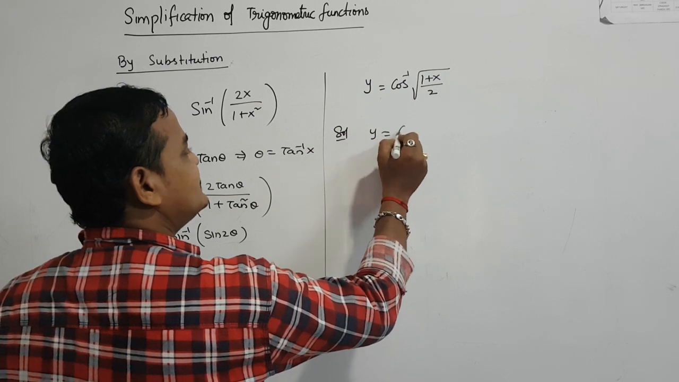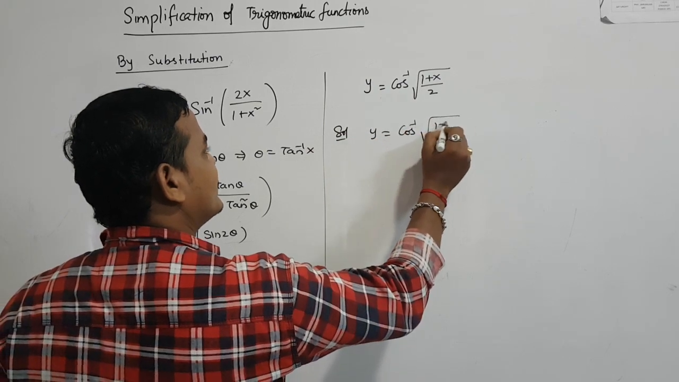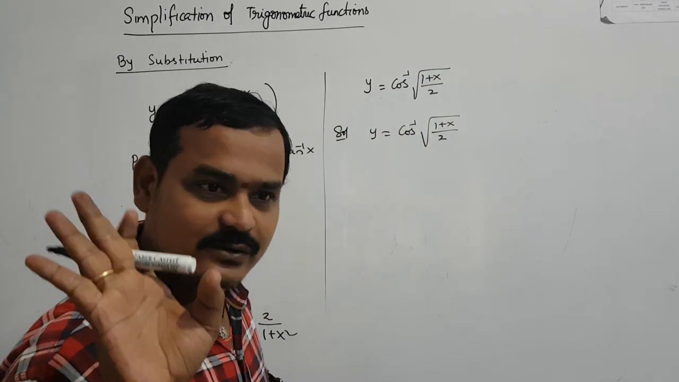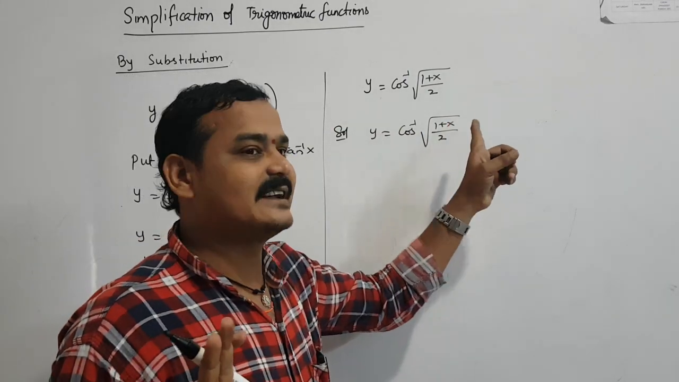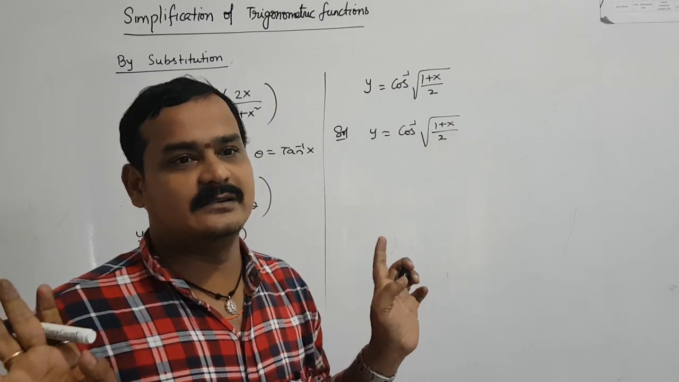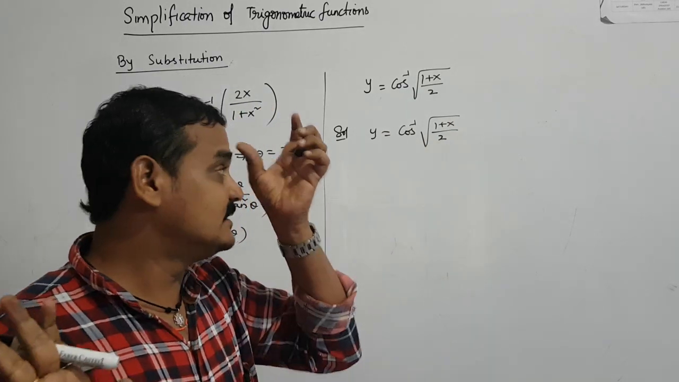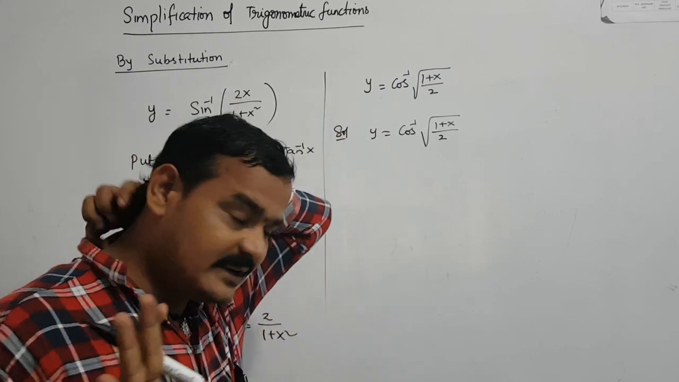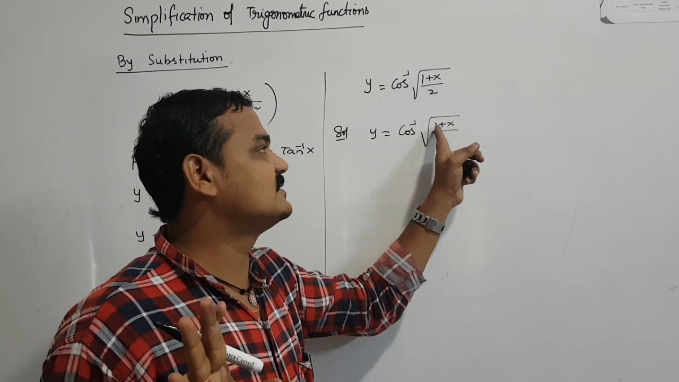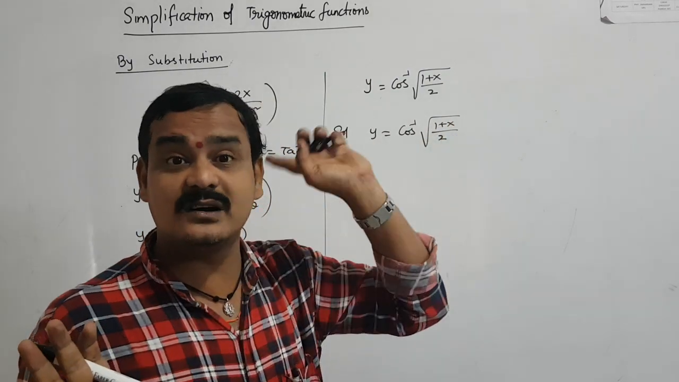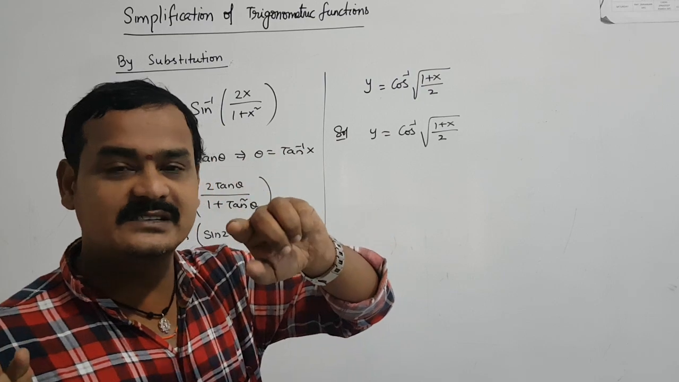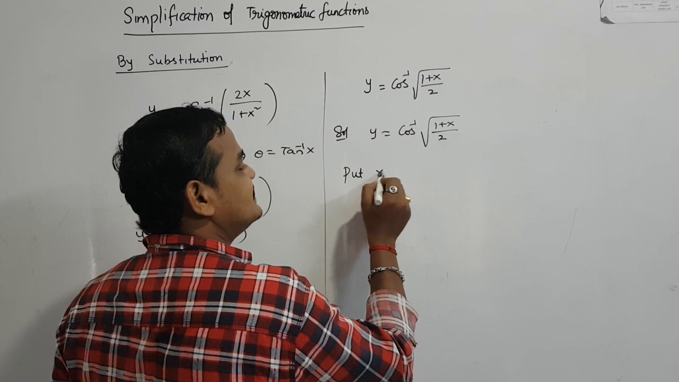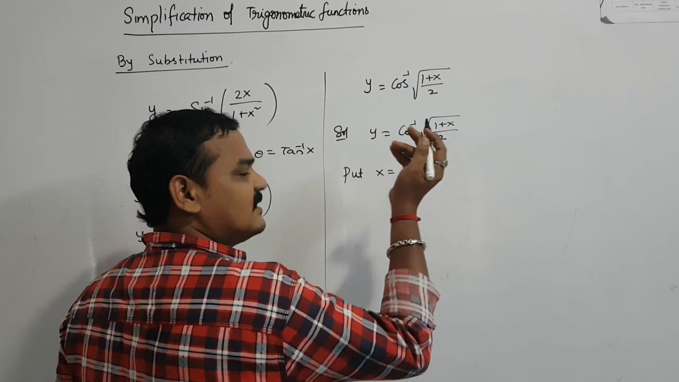Solution. y is equal to cos inverse root over 1 plus x by 2. According to the earlier method, first try the substitution x is equal to tan theta. 1 plus tan theta by 2, is there any formula? Nothing. So then go for the substitution of cos 2 theta. If x is equal to cos 2 theta is the substitution, 1 plus cos 2 theta is a formula, 2 cos square theta. Like that, here put x is equal to cos 2 theta.